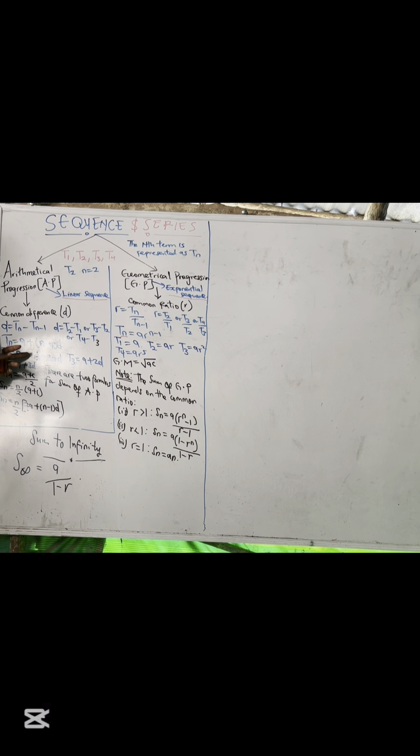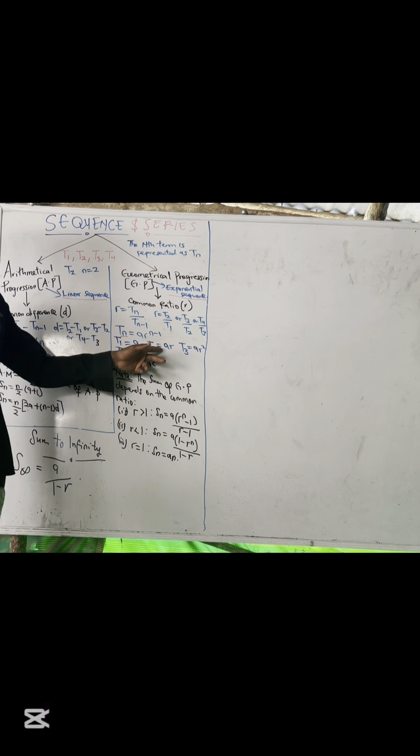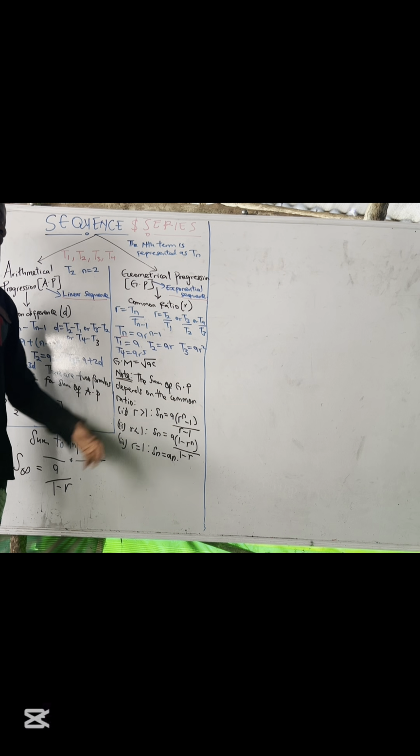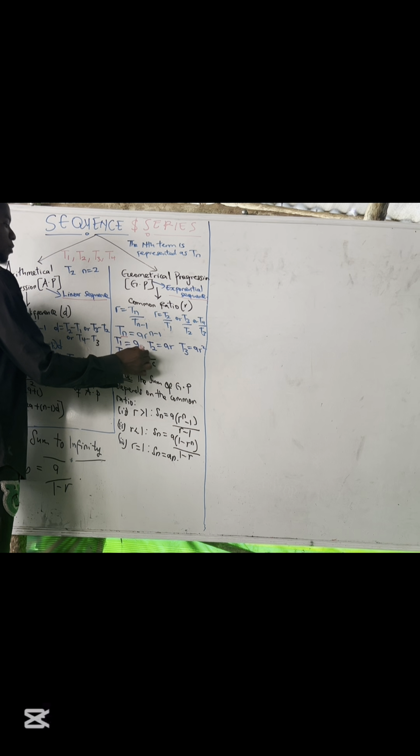For the second term T2, your T2 is equal to a plus d. For the third term, T3 is equal to a plus 2d. T4 is equal to a plus 3d. That is for arithmetical progression. But for geometrical progression, your T1 is equal to a, your T2 is equal to ar, your T3 is equal to ar squared, your T4 should be ar cubed.